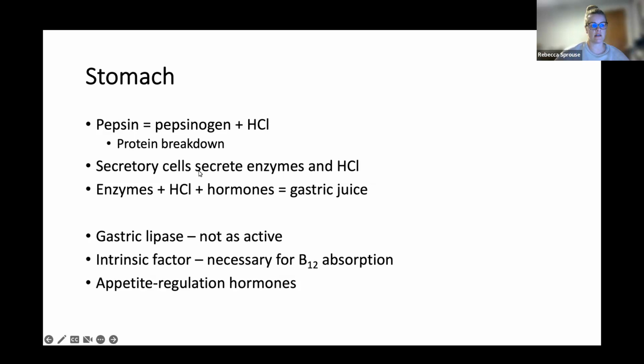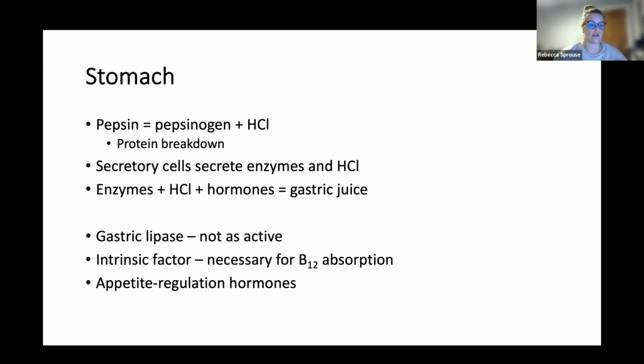So there are secretory cells within the wall of the stomach that secrete these enzymes and the hydrochloric acid. All of that combined, we call it gastric juice. Other things that are secreted by the stomach: gastric lipase. Lip or lipo means fats. And in the previous lecture, I did mention that fat breakdown occurs and finishes in the small intestine. Only about 10% of fat is broken down in the stomach. So it's quite insignificant, but there is gastric lipase that's available.